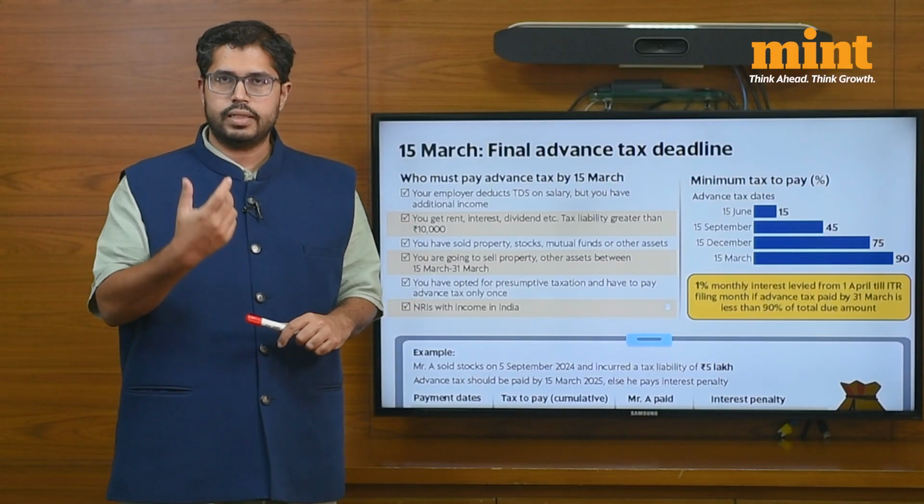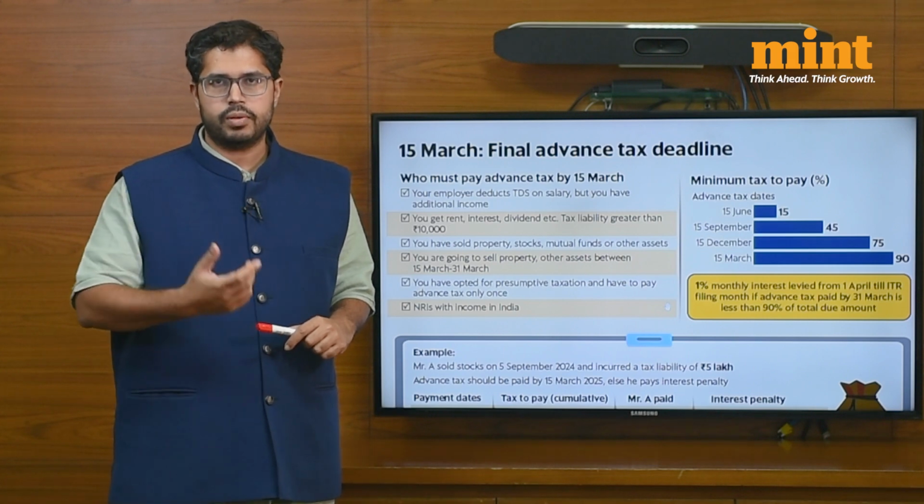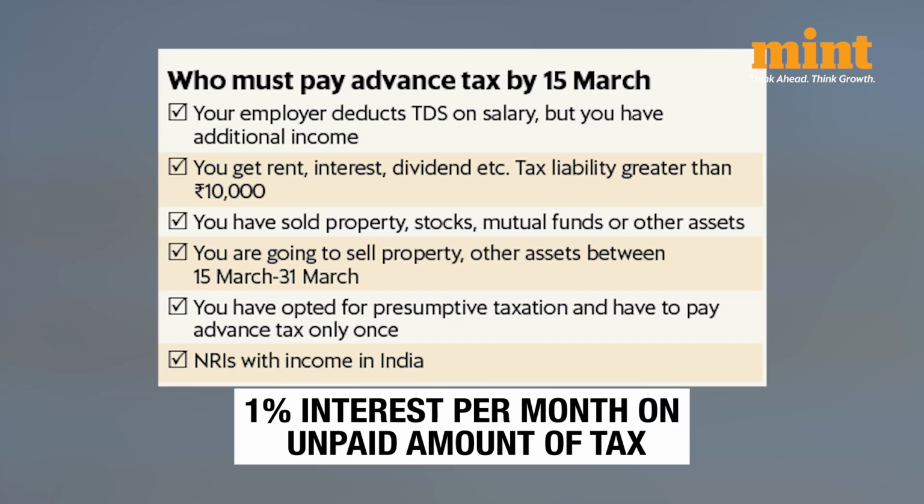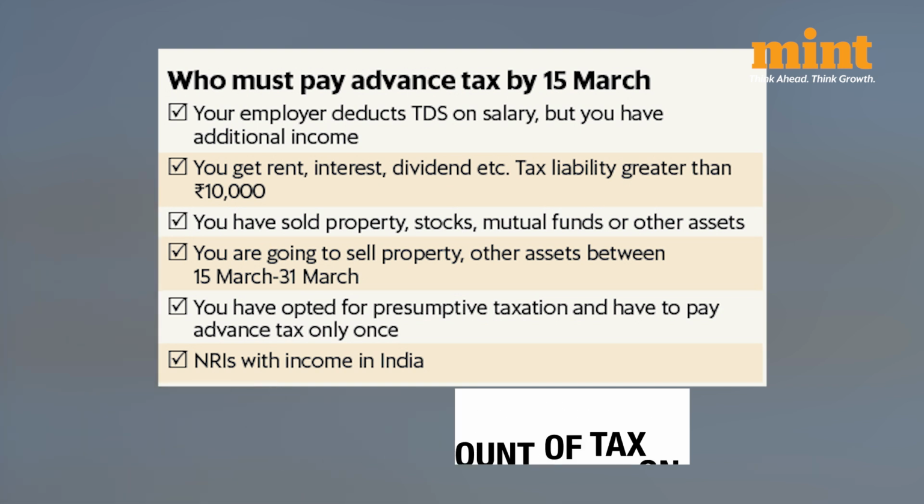Let's look at some special cases. For example, if you are a senior citizen, but you don't have business income, then you don't have to pay advance tax. You just have to pay tax before filing your income tax return. But if you do have business income, even as a senior citizen, or if you are, as I said earlier, a salaried employee, but you have sold some property, then advance tax does become due from you. Even if you're an NRI, but you have income from India, then yes, you are liable to pay advance tax.